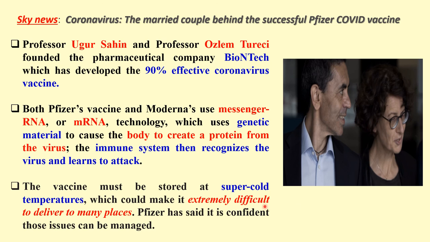One problem regarding this vaccine is that, because it's an RNA or messenger RNA based vaccine, in general RNA or messenger RNA are very fragile and sensitive, and they can get degraded very easily. That's why RNA needs to be stored at a very low temperature, around minus 70 degrees centigrade. And this is the problem with this vaccine, because it's an mRNA-based vaccine, it must be stored at a super cold temperature. And that will make this vaccine extremely difficult to deliver to many places. However, a Pfizer representative indicated that they are confident that this issue can be controlled or managed.